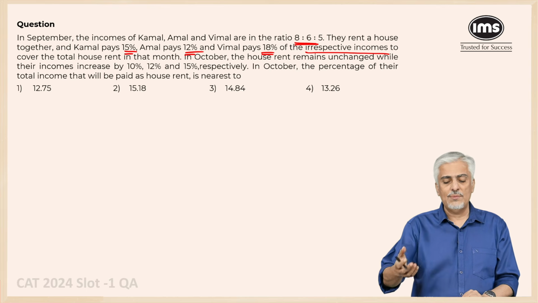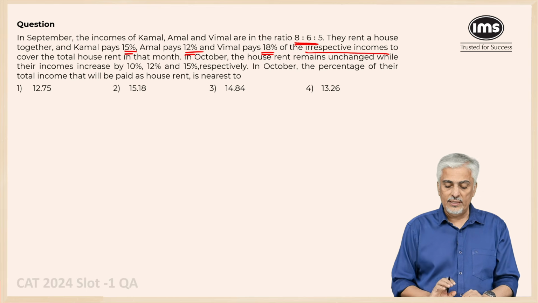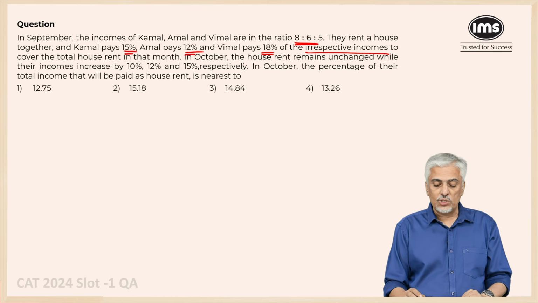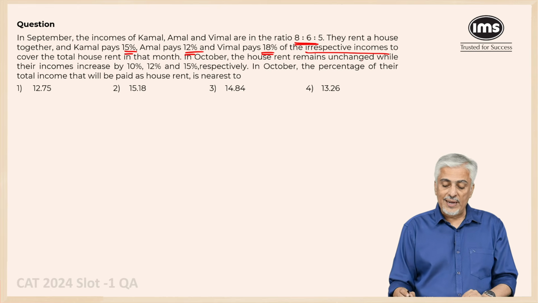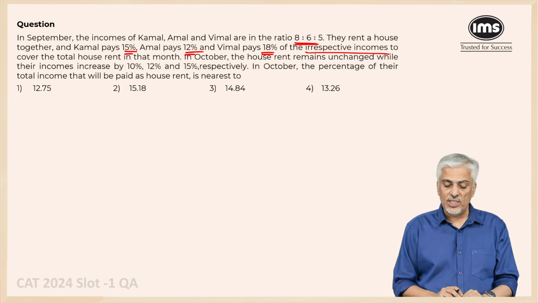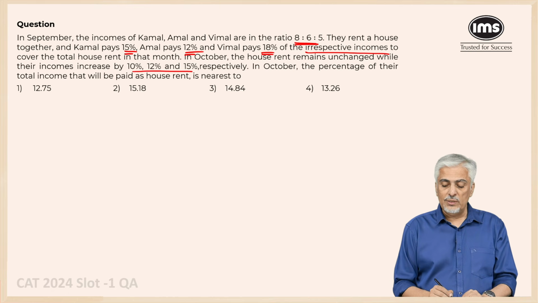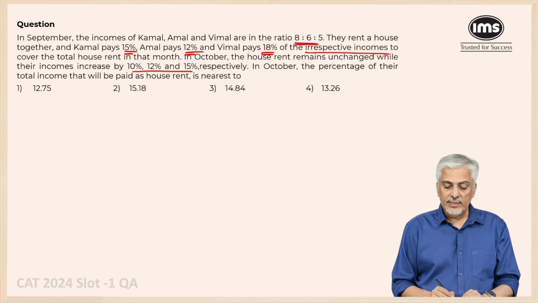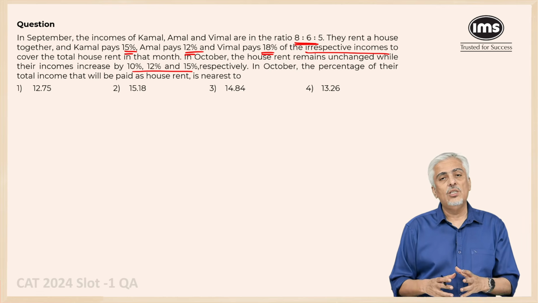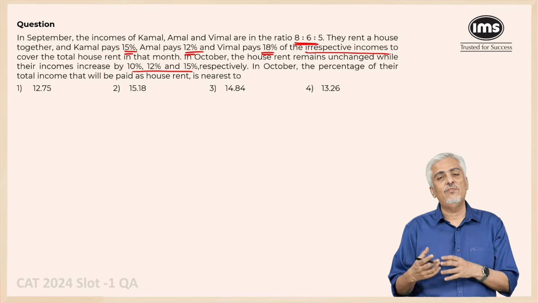So whatever was the income, out of that they pay 15%, 12% and so on. In another month, in October, the house rent remains unchanged, while their incomes increase by 10, 12 and 15%. In October, the percentage of their total income that will be paid as house rent will be what? So house rent divided by their total income will be how much?